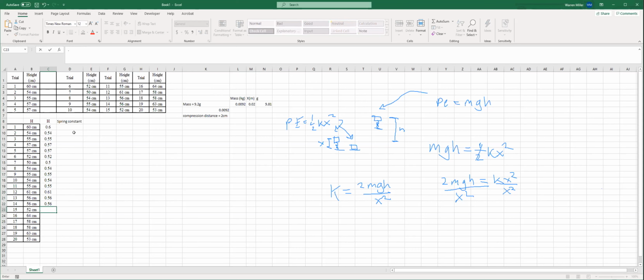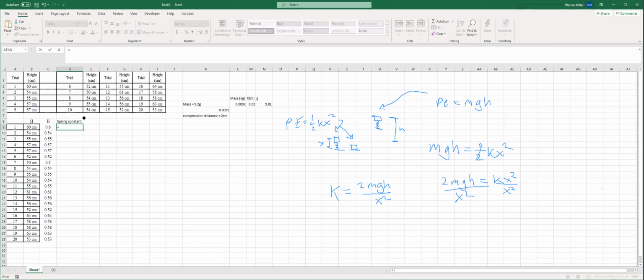0.56, 0.52, 0.64, 0.58, 0.58, 0.63, 0.53, right? We've got to have those in meters, otherwise it won't work.